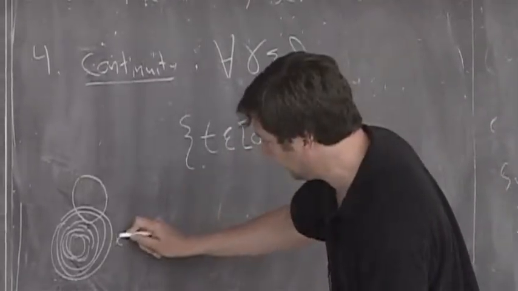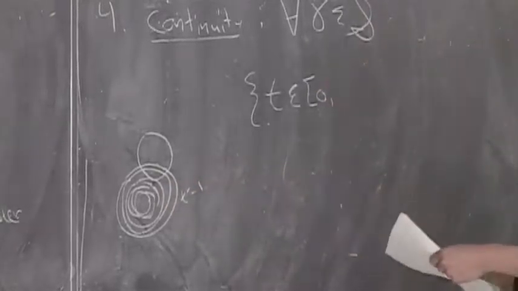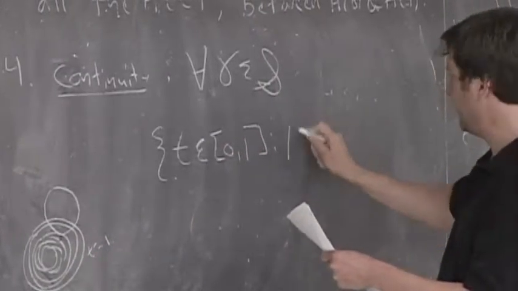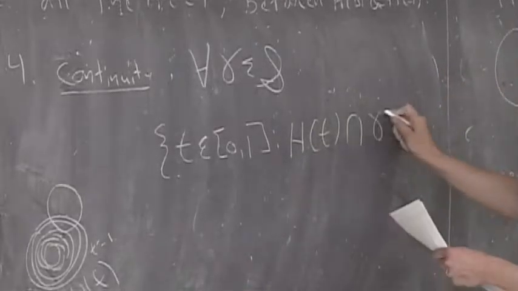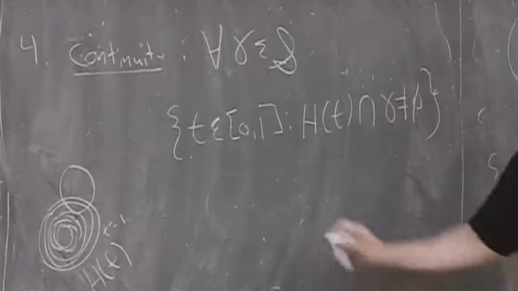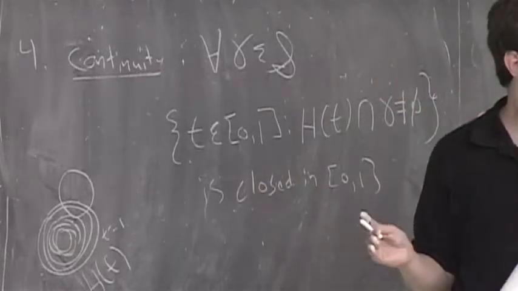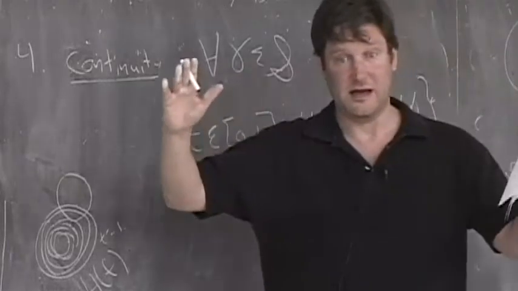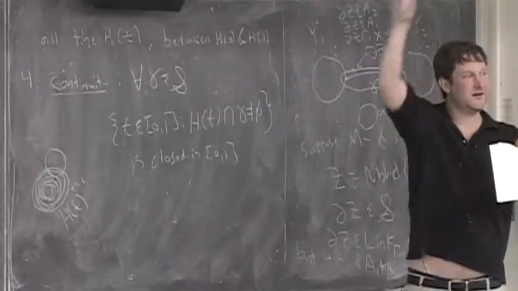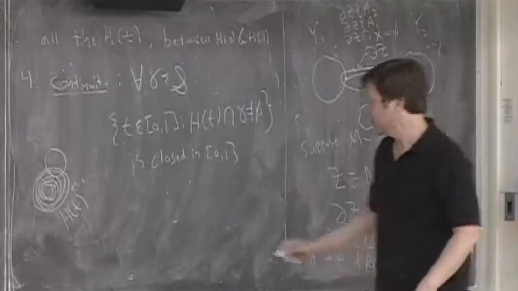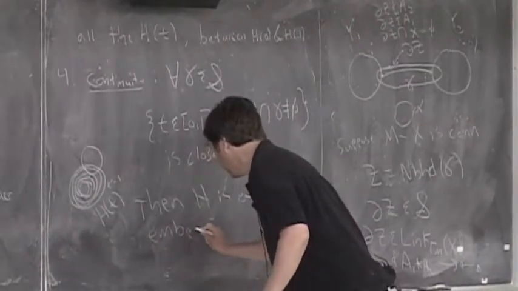You look at the set of times, so this is t equals 1 and t equals 0 is in here. The set of times such that H of t intersect gamma is not empty is closed in [0, 1]. So suppose you have, I just wrote down four properties of a real-life annulus. Just a closed set. It doesn't have to be a closed interval, because my sphere could be really windy. The conclusion of all of this is then H is an embedded isotopy. I mean, if and only if, of course.